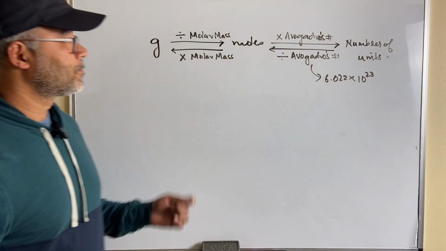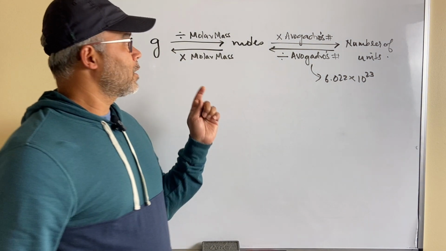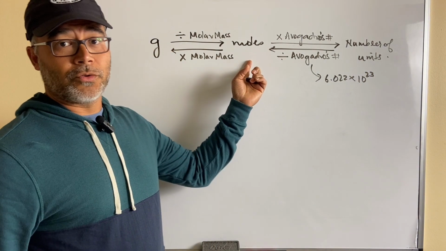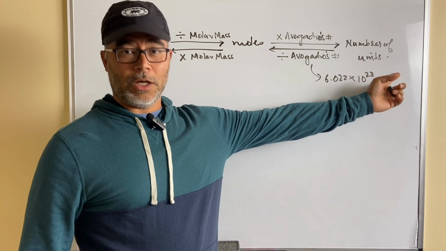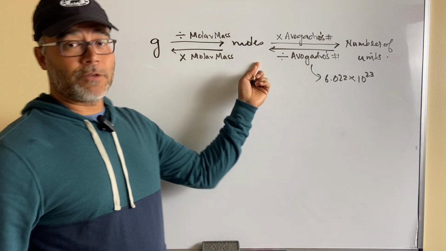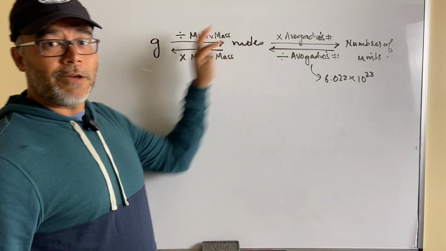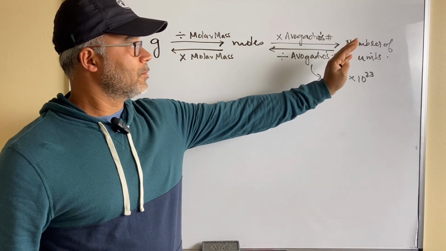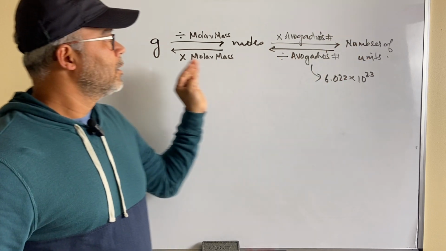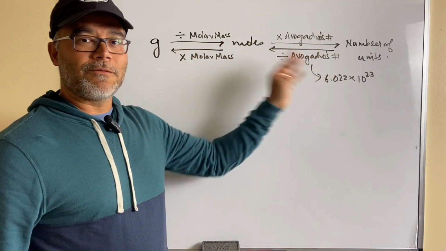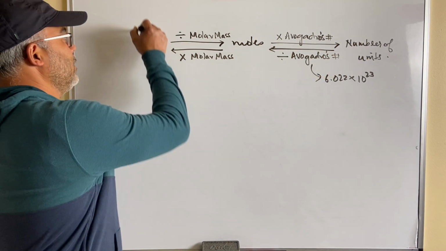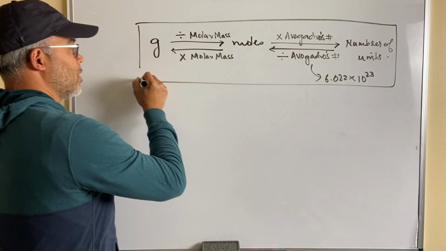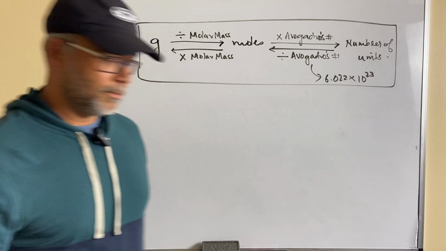Now, really important here, you cannot go from grams directly to number of units. You have to go through moles. Conversely, you cannot go from number of units directly to grams. You have to go through moles. So if you remember this conversion chart, then you can easily go back and forth without any problems. Okay, I'm just going to box this. I highly recommend you pause the video and write this down.